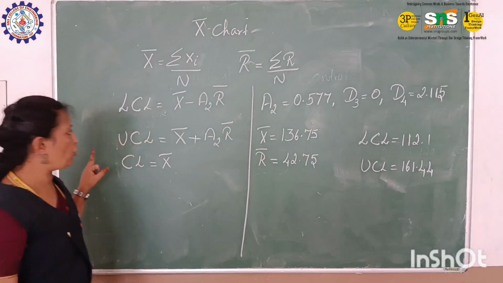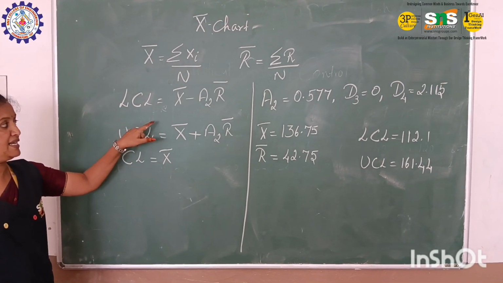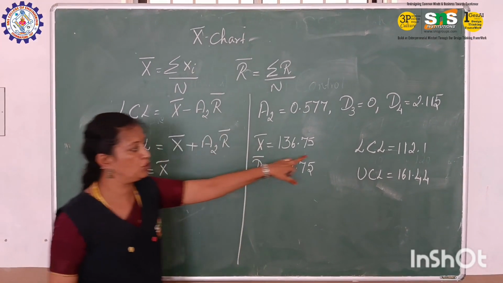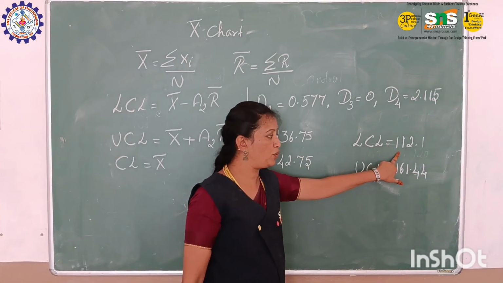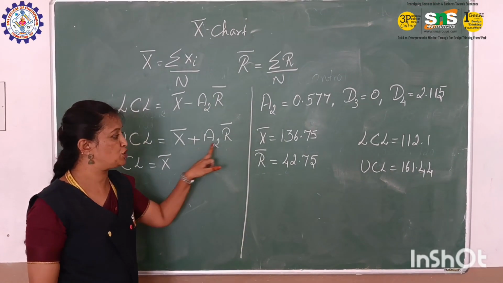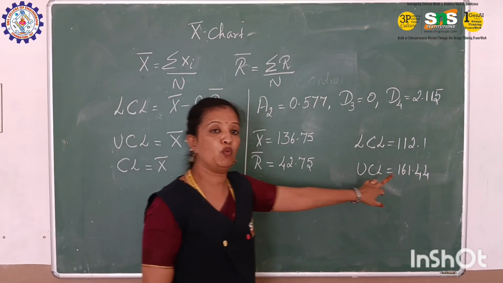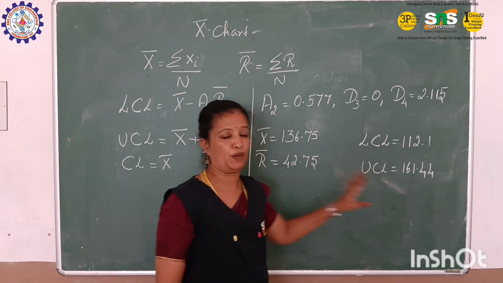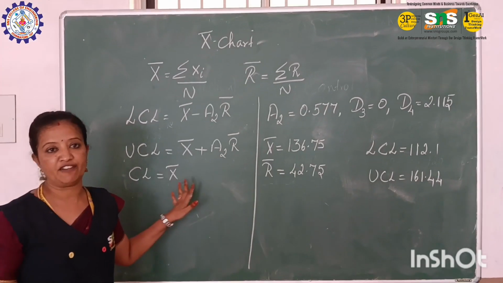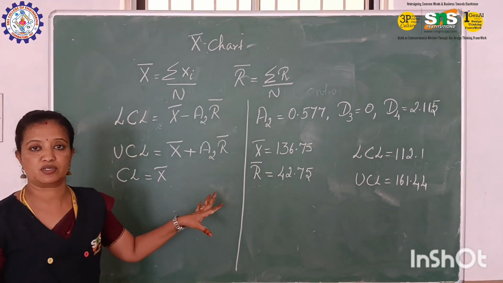So substitute all your values in LCL. LCL is X bar minus A2 R bar. I have got LCL as 112.1. Similarly, UCL, X bar plus A2 R bar, you get it to be 161.44. Now, with all these data, we go for the graph replacing all the data values.